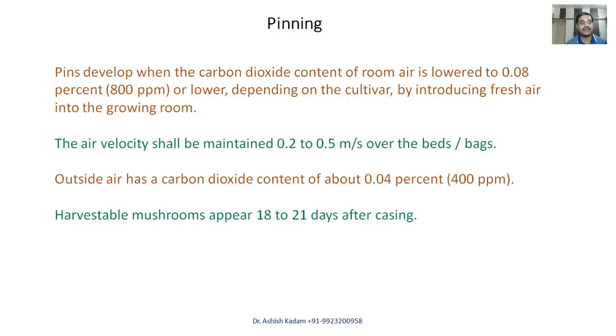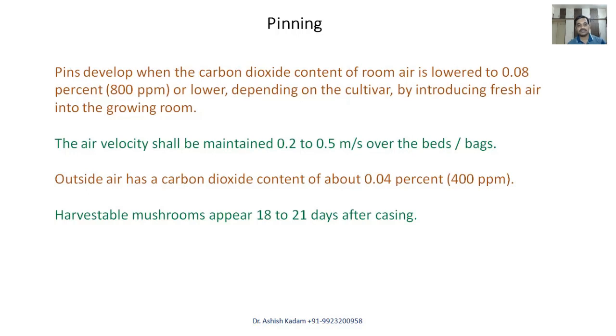Outside air has a carbon dioxide content of 400 ppm. This we have seen in the last slide. So what CO2 level do we require during this stage in the growing room? Around 800 ppm. So we have to maintain almost double the CO2 level of the outside fresh air during this phase of growing. Harvestable mushrooms then appear around 18 to 20 days after casing.